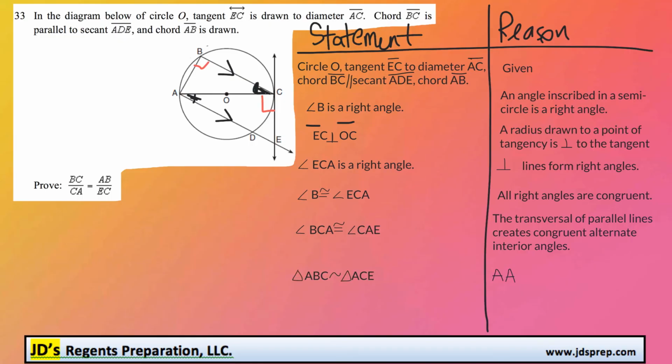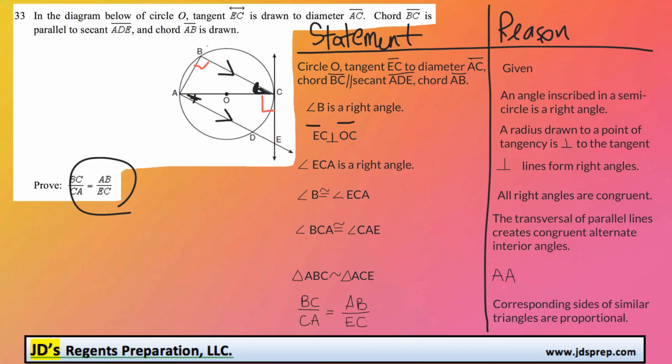So now we've done it. We've gotten to the point we were trying to get to. We've proven that these two triangles are similar. Therefore, these two ratios are equivalent because corresponding sides of similar triangles are always going to be proportional. So you can see I've written down there the final statement and the final reasoning.